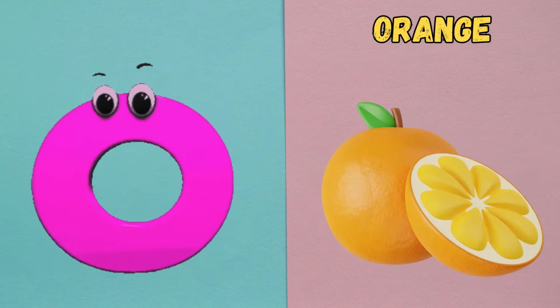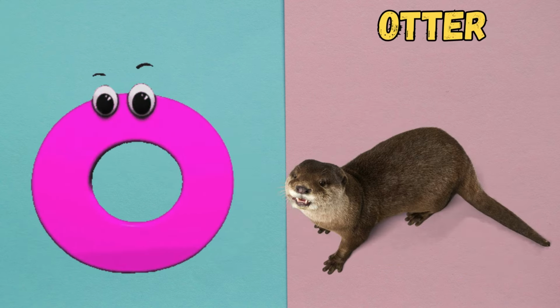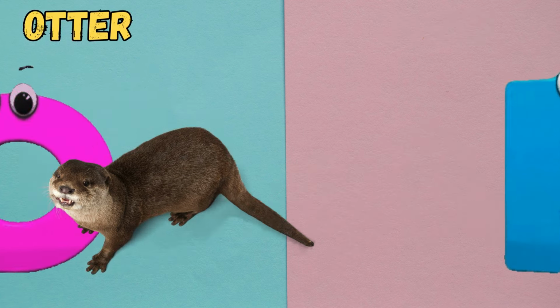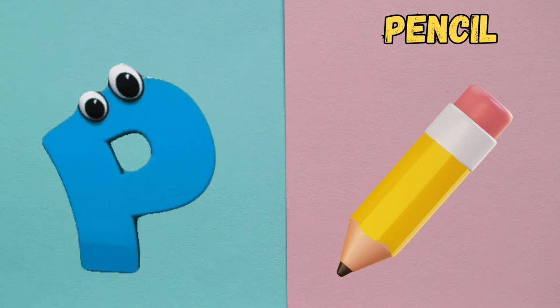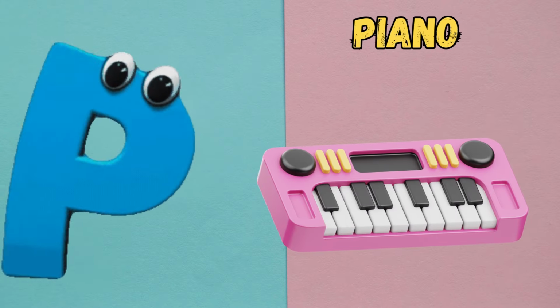O is for orange, o, o, orange. O is for otter, o, o, otter. P is for pencil, p, p, pencil. P is for piano, p, p, piano.